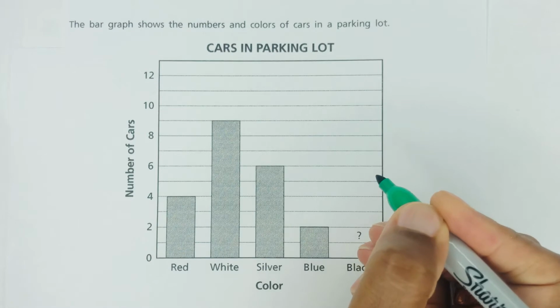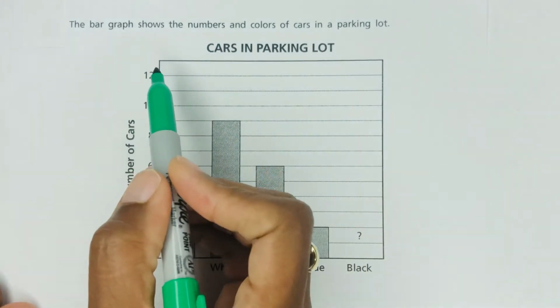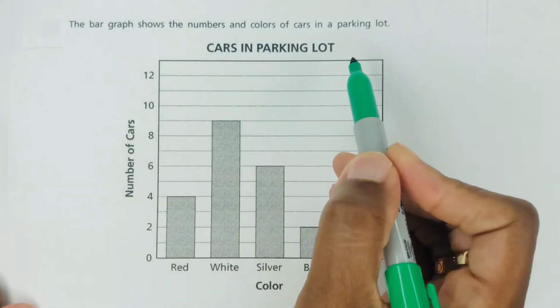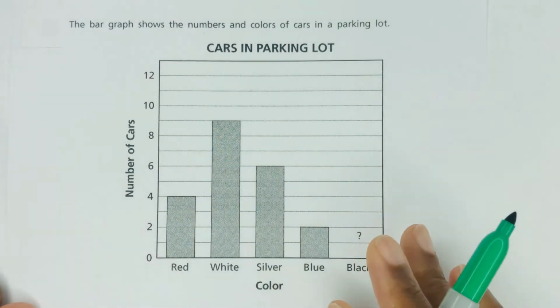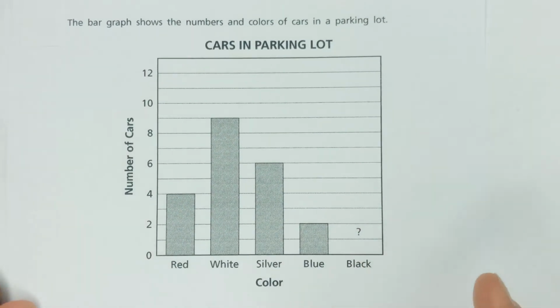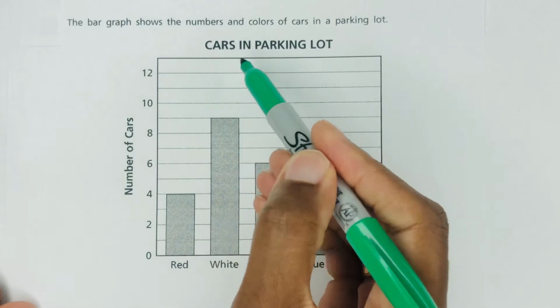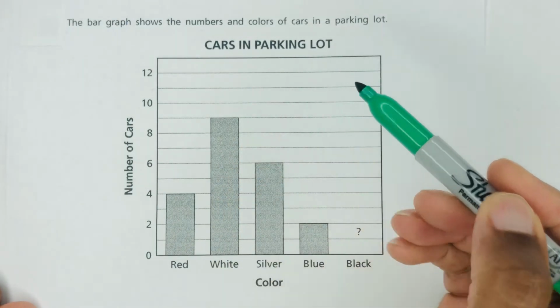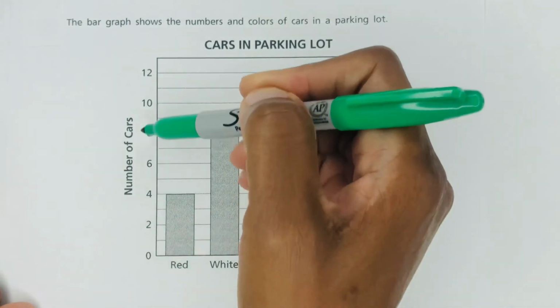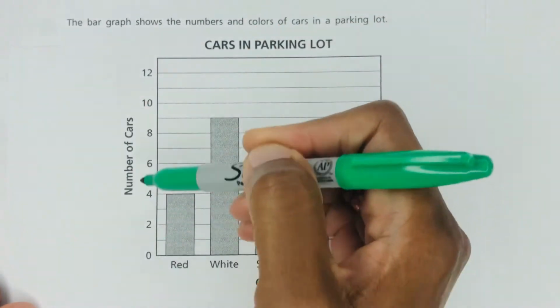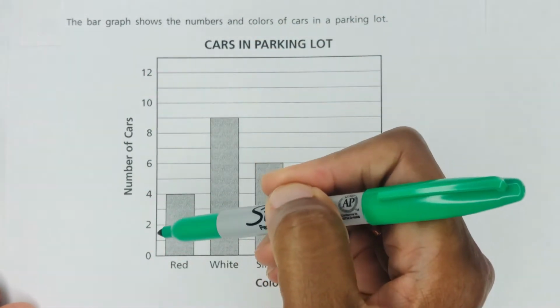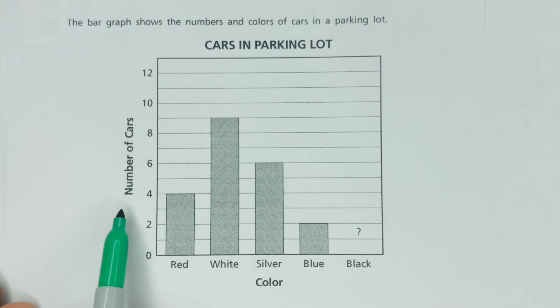So let's take a look. The bar graph shows the numbers and colors of cars in a parking lot. So here you have the graph, and here are the things to notice. You have the title, cars in a parking lot. Then the vertical side going up, the numbers are always on this side. So here you have the title on this side, which is the number of cars, and then across the bottom, or horizontally, you have the color. So we have red, white, silver, blue and black.